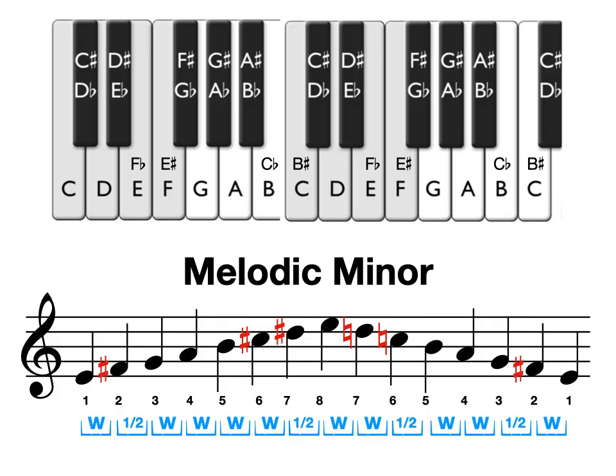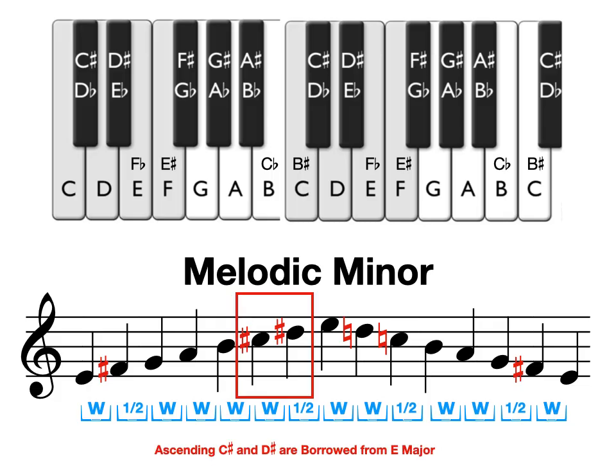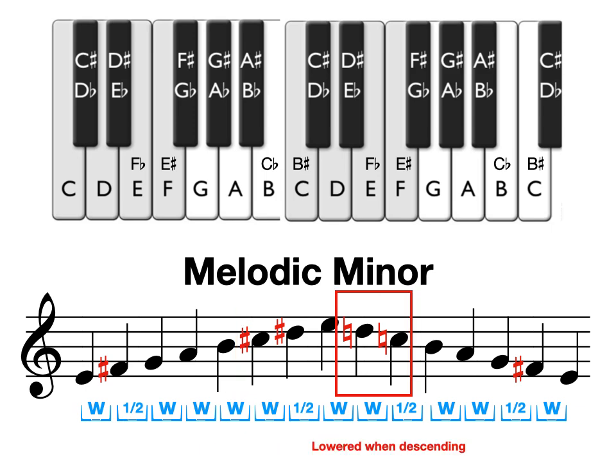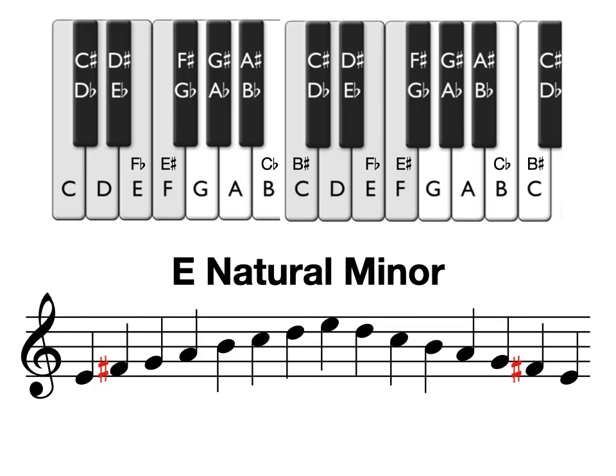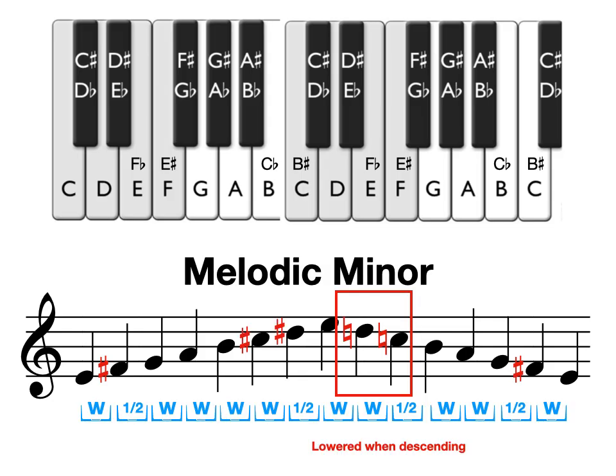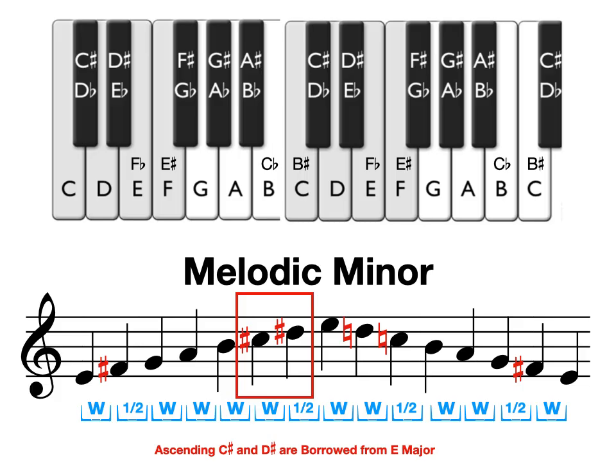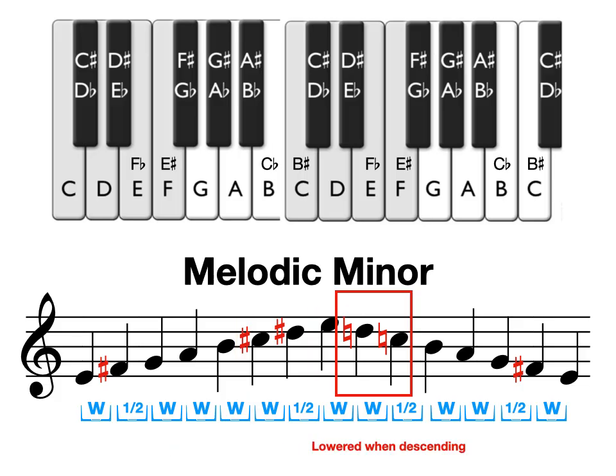So let's see how that's put together. Okay, we're going to borrow from the E major scale the C sharp and the D sharp going up. That's a key thing. The ascending scale, and then we need to lower it for descending. C sharp to D sharp when you're going up, and D natural and C natural when you're going down, descending. That's what makes the melodic minor scale unique in its sound.